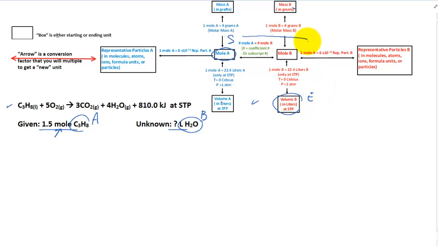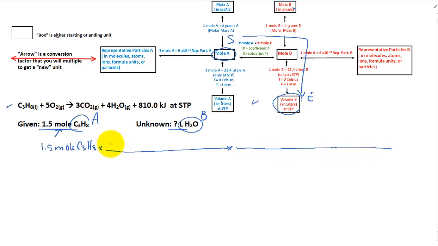So we go across, we go down. Multiply by 2 conversion factors. So we take our given 1.5 mole of C3H8 times those 2 conversion factors. All I do is copy exactly what is given to me on the flowchart. The first conversion factor is number of moles A equal to the number of moles B. We're going to substitute in the variable and the number later.